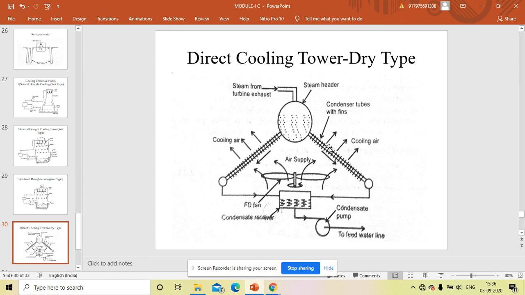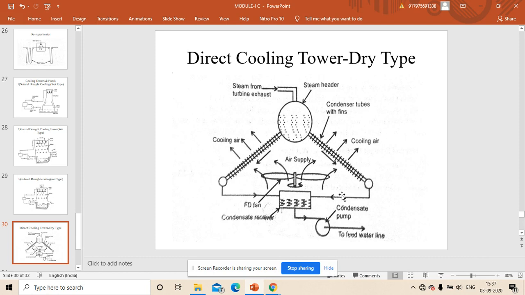the fins, it will increase the surface area, and once you increase the surface area, there will be more heat transfer. So as the surface area increases, the heat transfer rate increases. That is the main reason they are using fins. And here, they will use a forced draft fan, which will force the air across this condenser with fins, and the maximum amount of heat is taken away from this. And once it is done, the cooling takes place directly in the condenser itself.